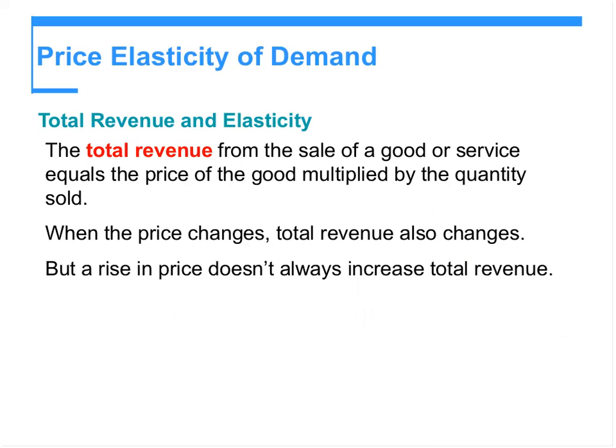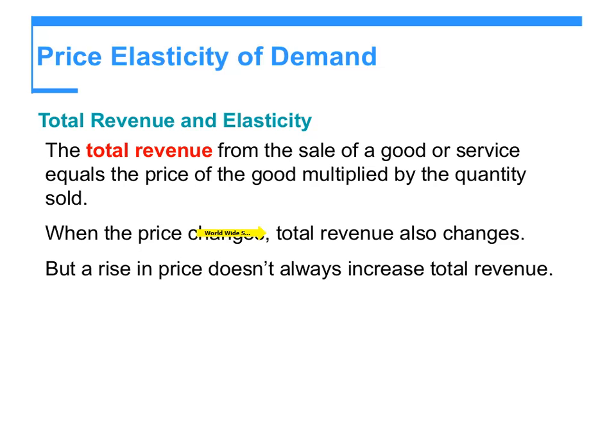So the number of sales multiplied by the price of each item that you sell gives you the total revenue. When the price changes, total revenue also changes. That's the rule. If anything causes us to change the price, most probably it causes us to change the revenue as well. But a rise in price doesn't always increase the total revenue. Sometimes when you have a higher or lower price, your quantity changes in a way that your total revenue increases or decreases.